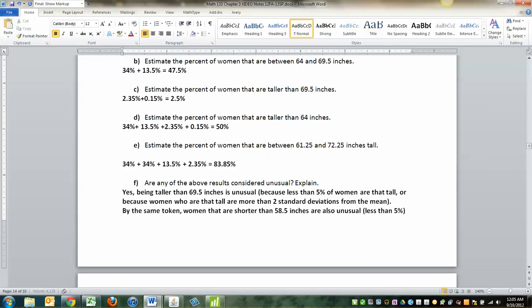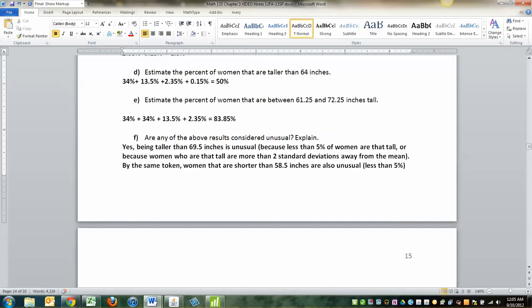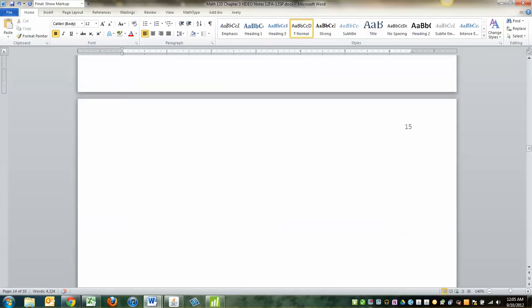Away, I should say. Are more than 2 standard deviations away from the mean. There we go. I can say that in English. All right, there we go.